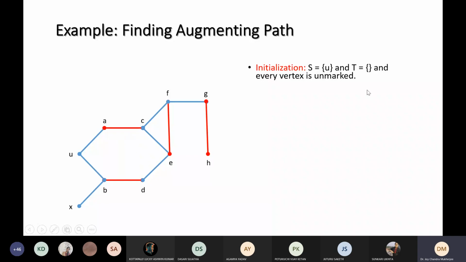Now what will I do? I will check all neighbors of U, only those neighbors of U which are not in T. So U has one neighbor A, another neighbor B, and none of them are in the partition T. So I start a BFS from U, exploring neighbors of U which are not in T.